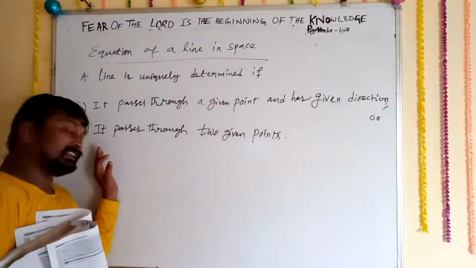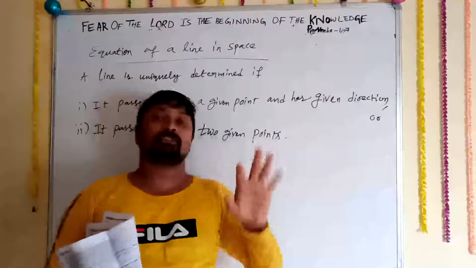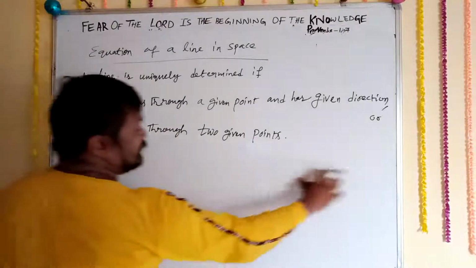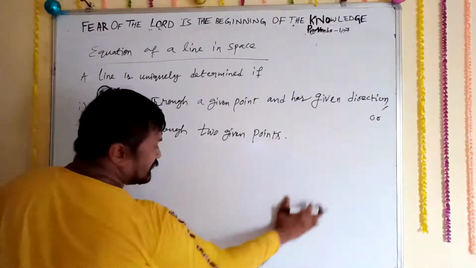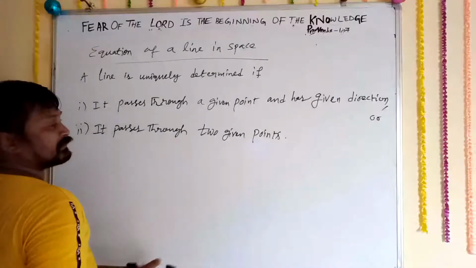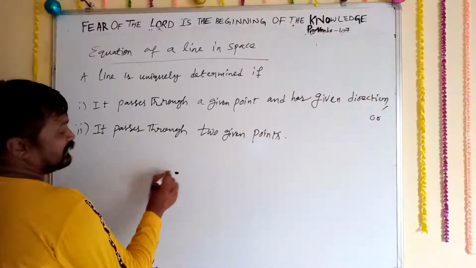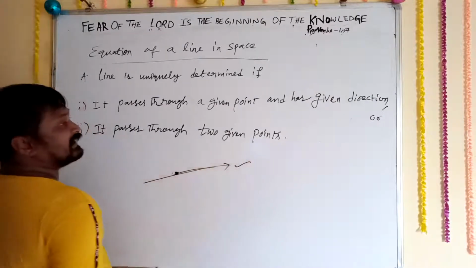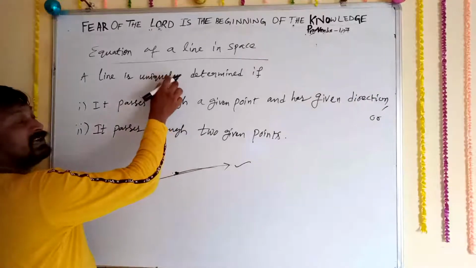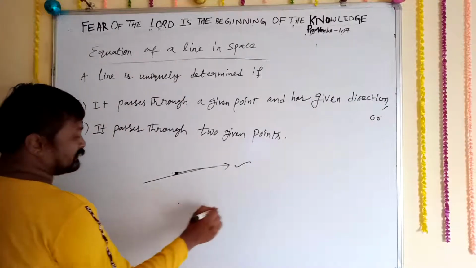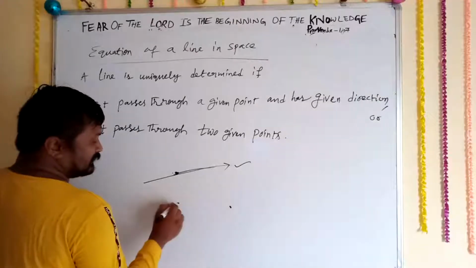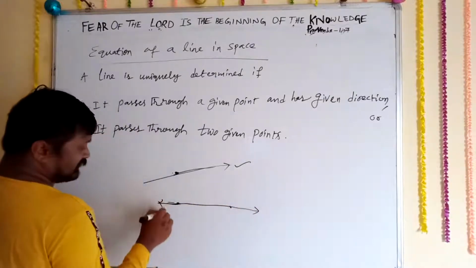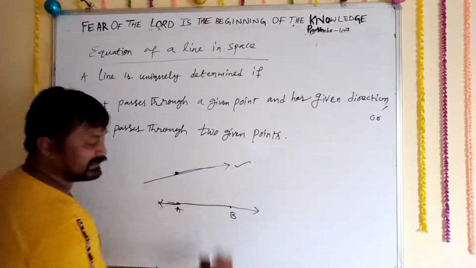Next, the second one: it passes through two given points. In space, space means an empty region like this, in which I need to determine a line. What is required is a point and a direction, and then we can uniquely determine that line. Then another case is two points: if any line is passing through these, then that line is going to be determined uniquely.